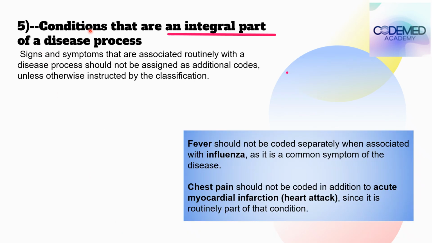Point number 5, conditions that are an integral part of the disease process. Signs and symptoms that are routinely associated with the disease process should not be assigned as additional codes unless otherwise instructed by the classification. So what does it mean? Fever should not be coded separately when associated with influenza, as it is a common symptom of the disease. Or chest pain should not be coded in addition to acute myocardial infarction, since it is routinely part of the condition. So we will not code the signs and symptoms if they are an integral part of that disease.